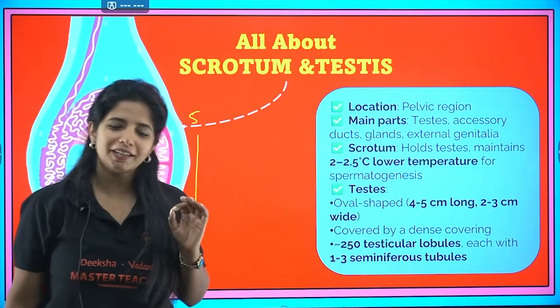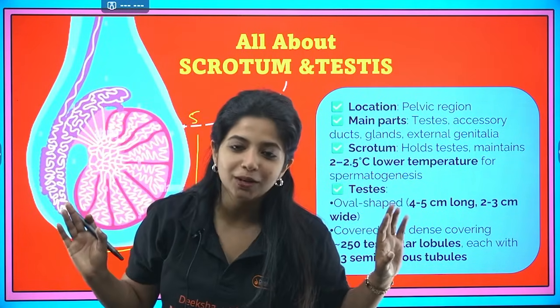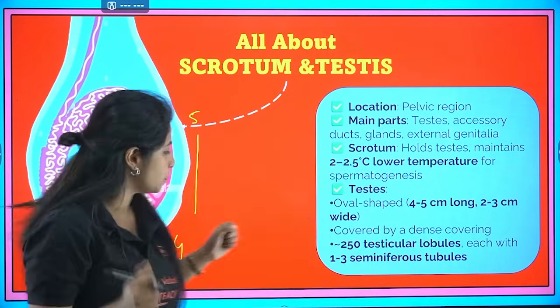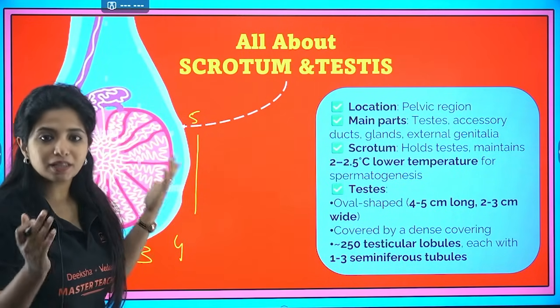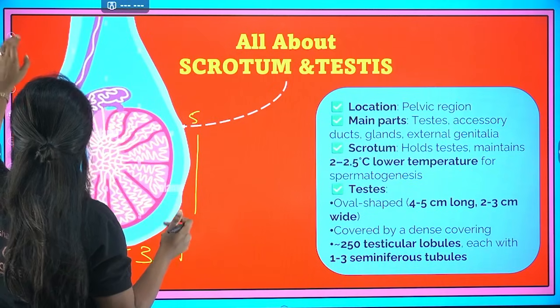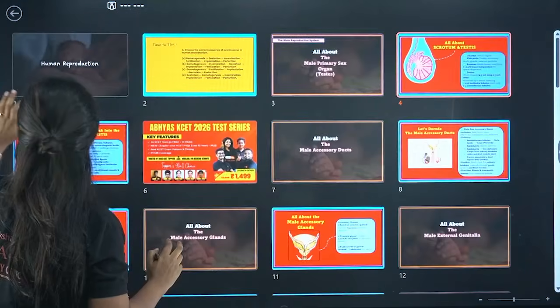Every MCQ that can come in KCET can also pop up in your PU2, because both have the same thing, and that is your NCERT. So please know about it. Okay, that is done. Now let's go a bit inside the testis and see what is happening in there. So I'll just give you a general idea.